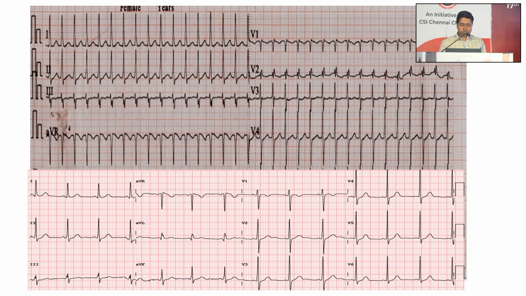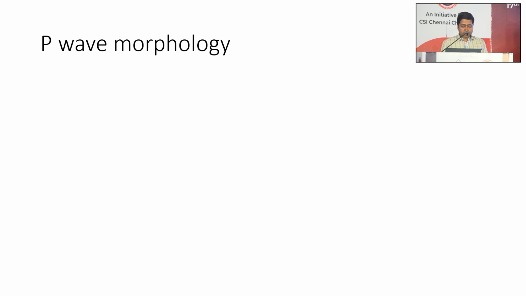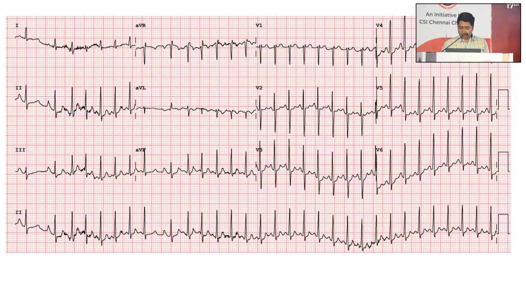So it shows there is a presence of pseudo R and pseudo S waves in this tachycardia ECG, which is very sensitive and specific. That is, pseudo R is very sensitive and pseudo S is almost 100% specific for AVNRT, as shown in previous studies. So the next step we can look at is the P wave morphology.